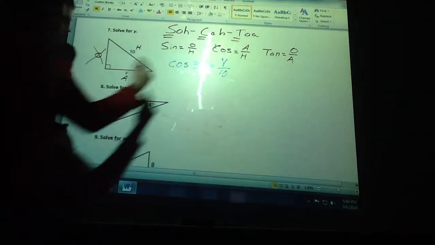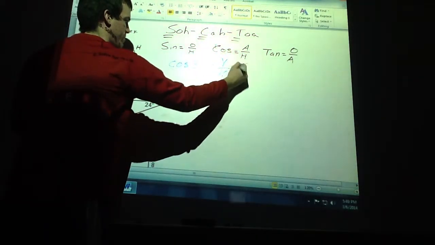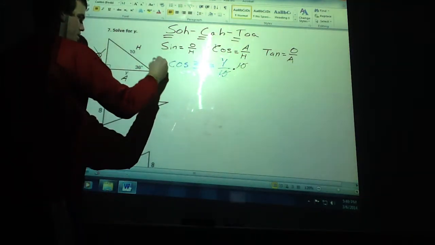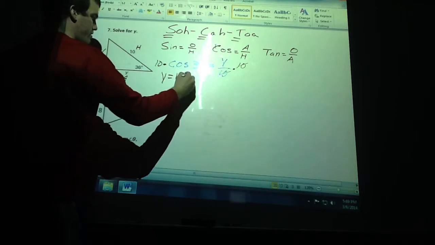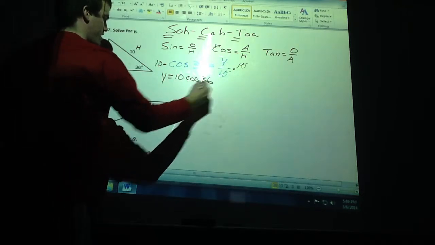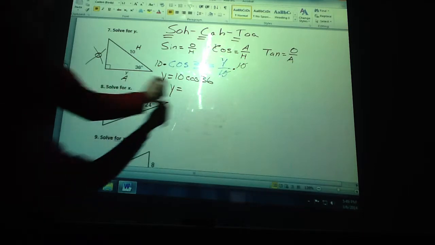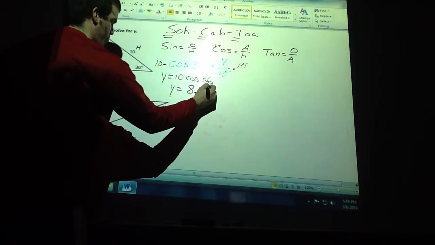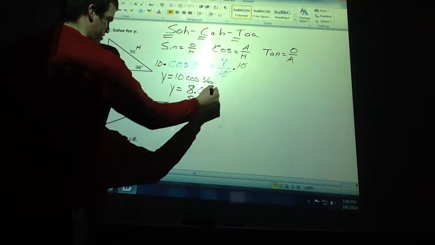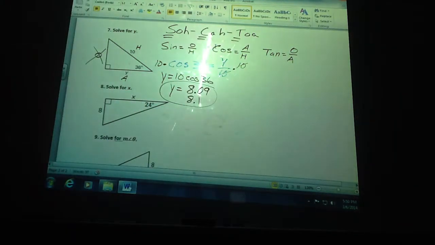To solve now, I need to multiply both sides by 10. My 10's cancel. So I have y equals 10 times the cosine of 36. So here y is going to equal, if you take that on your calculator to find the answer, remember you're going to push the cosine button. So y here is going to equal 8.09. If you rounded to 8.1, that's okay. So there's my answer for y on number 7.